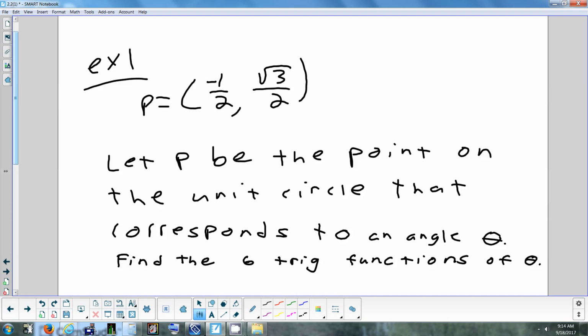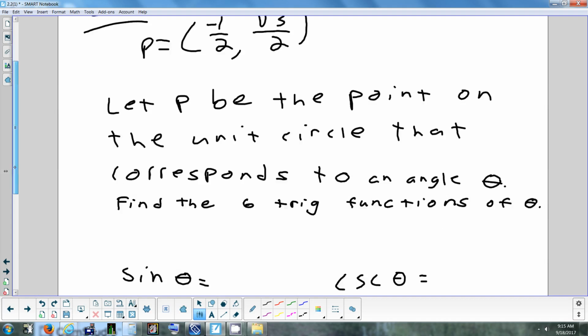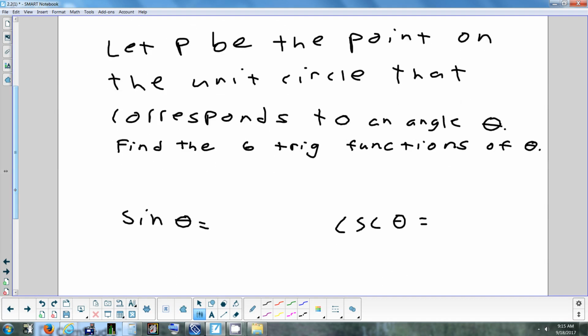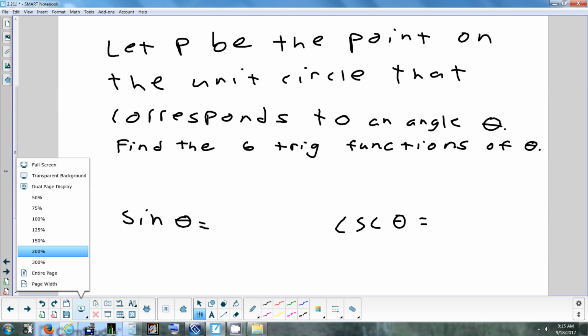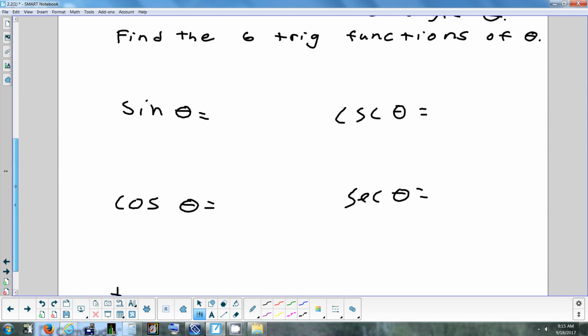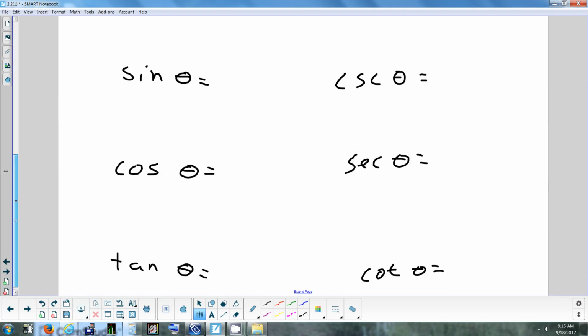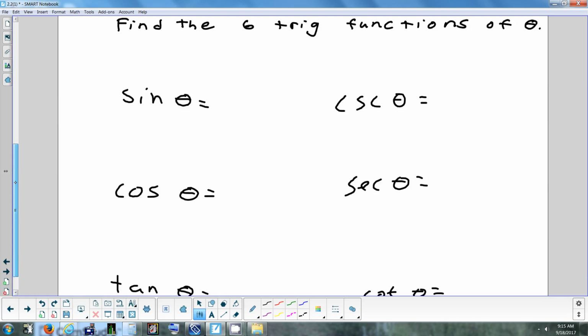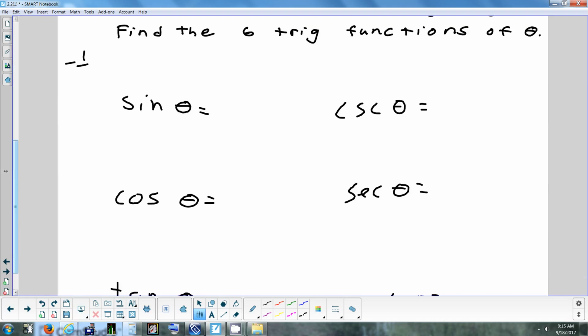So for now, I have to give you the coordinate. Okay, -1/2, root 3 over 2. And now we'll find the 6 trig functions for that coordinate. I'm just going to copy it down so we have it.